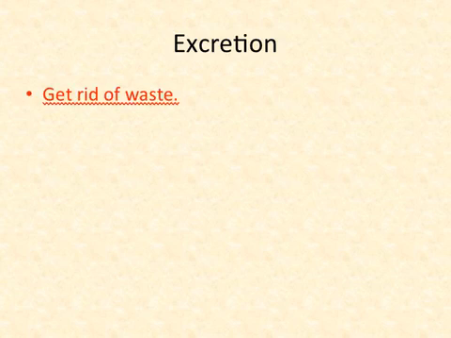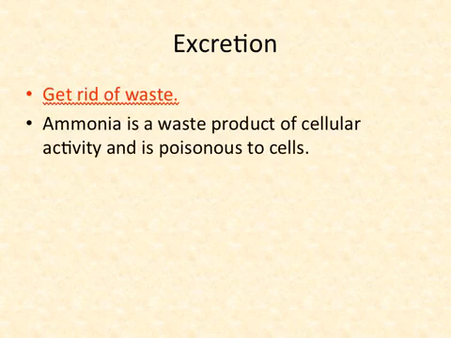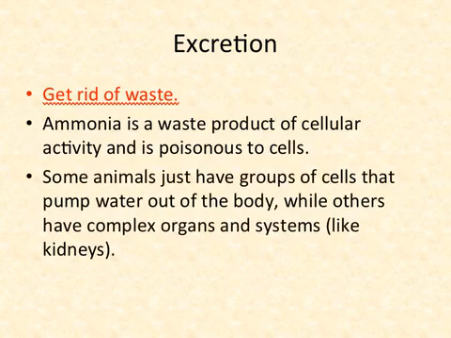The next survival characteristic that all animals need to accomplish is excretion. And excretion means to get rid of waste. Our cells produce ammonia as a waste product, and it's poisonous to our cells. And when I say our cells, I mean all animals. All animals produce ammonia as a byproduct of cellular activity. And so we have to get it out of our cells. Some animals have groups of cells that pump water out of the body, like the sponge, while others have complex organs and systems like our kidneys. So all animals get rid of waste. Some use water, some use organs.